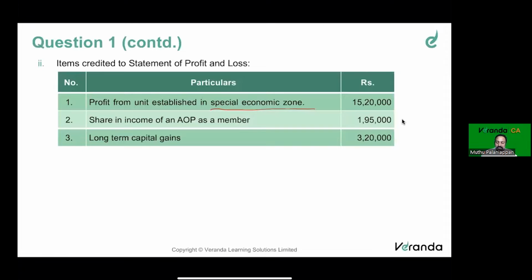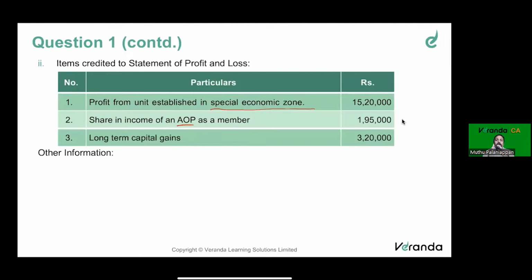The next one they have given is share in income of AOP as a member. What happens relating to an AOP? In this case, a company is a member of that AOP, and the AOP is giving some share to this company. What will be the treatment of this entity, and what do you do with this share of income? And then you have long-term capital gains, LTCG. What do you do with long-term capital gains? These are the list of items provided.